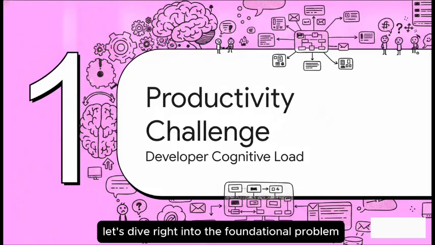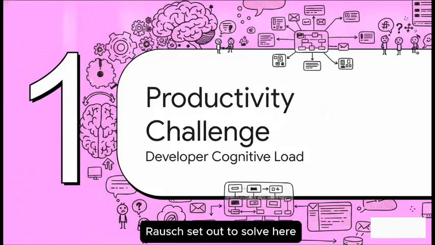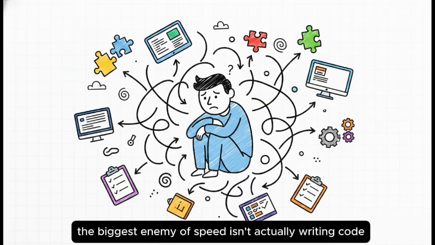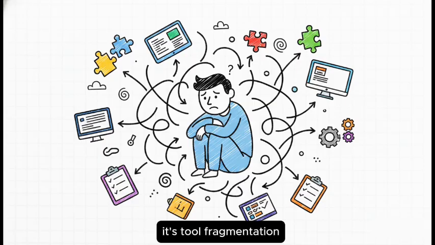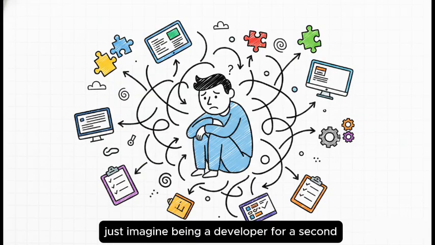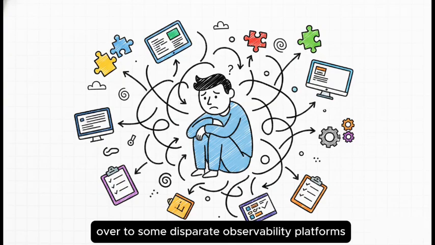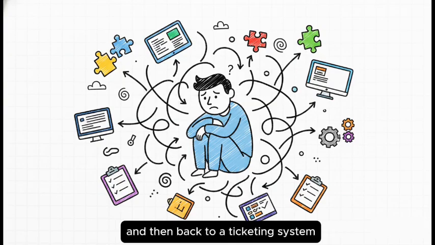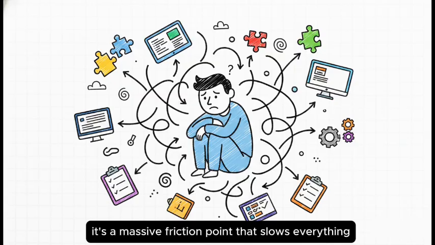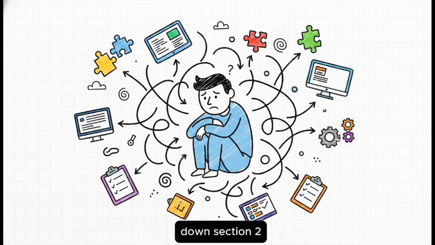Let's dive right into the foundational problem Roche set out to solve here, which is developer cognitive load. You see, the biggest enemy of speed isn't actually writing code, it's tool fragmentation. Just imagine being a developer for a second. In a single hour, you might be jumping from a Git repo to a CI/CD monitor, over to some disparate observability platforms, and then back to a ticketing system. Every single new tab drains your focus. It's a massive friction point that slows everything down.